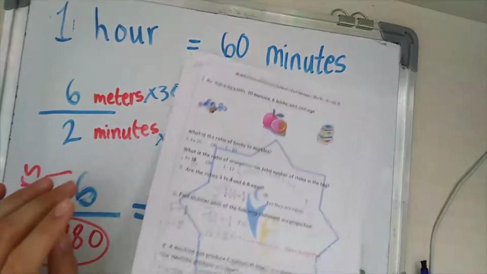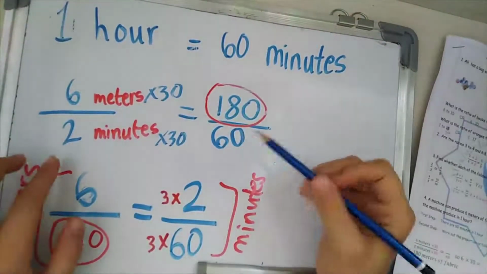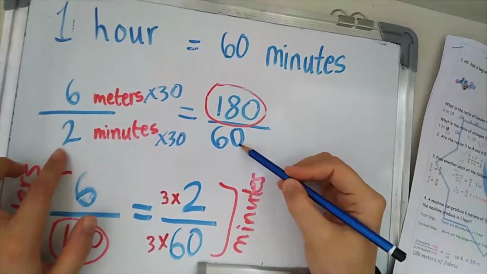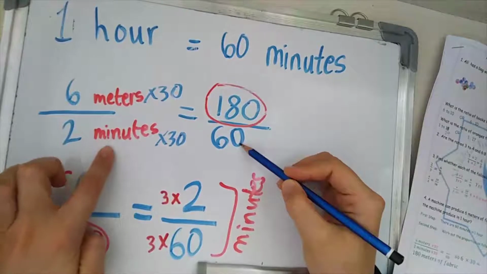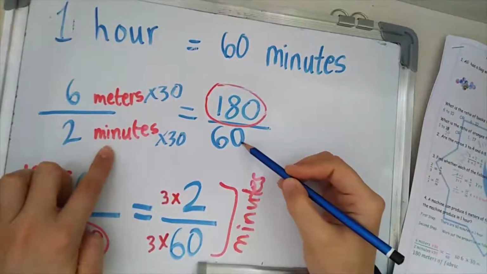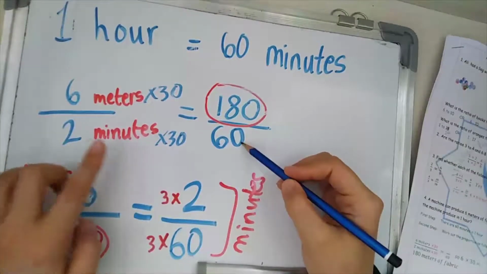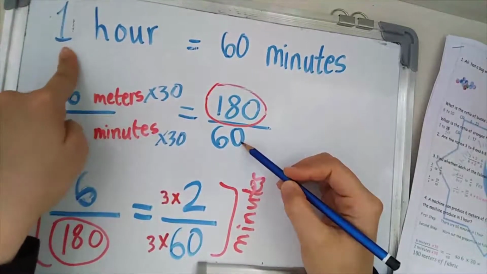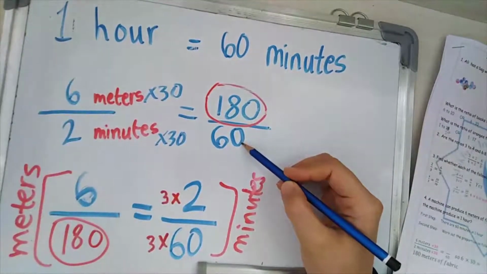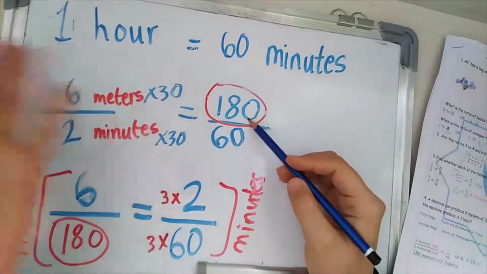What do I have here is 60 minutes, and I'm going to write it down here because I chose to write the minutes in the denominator. So I will write 60 in the denominator as well. One might ask, where did I get the 60 from? The 60 is actually 1 hour.